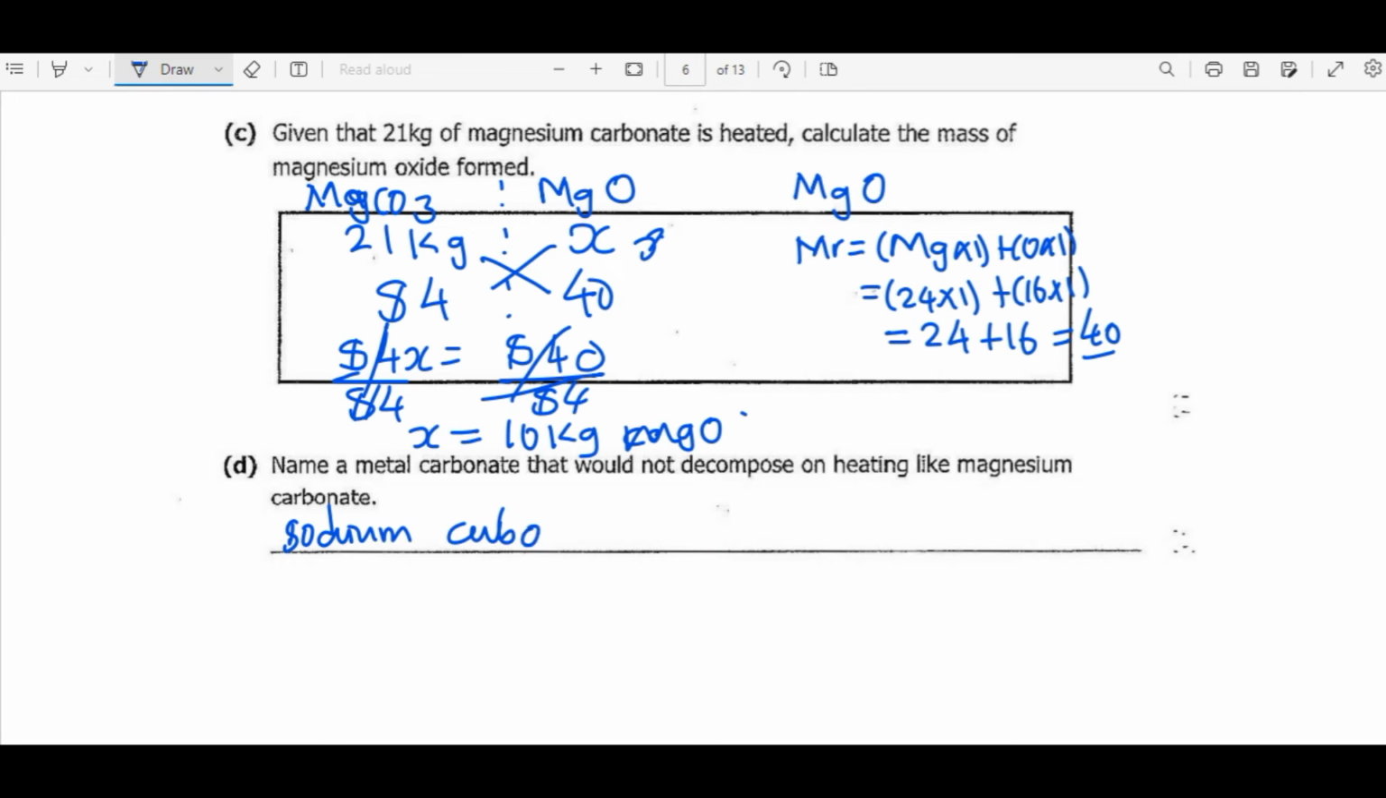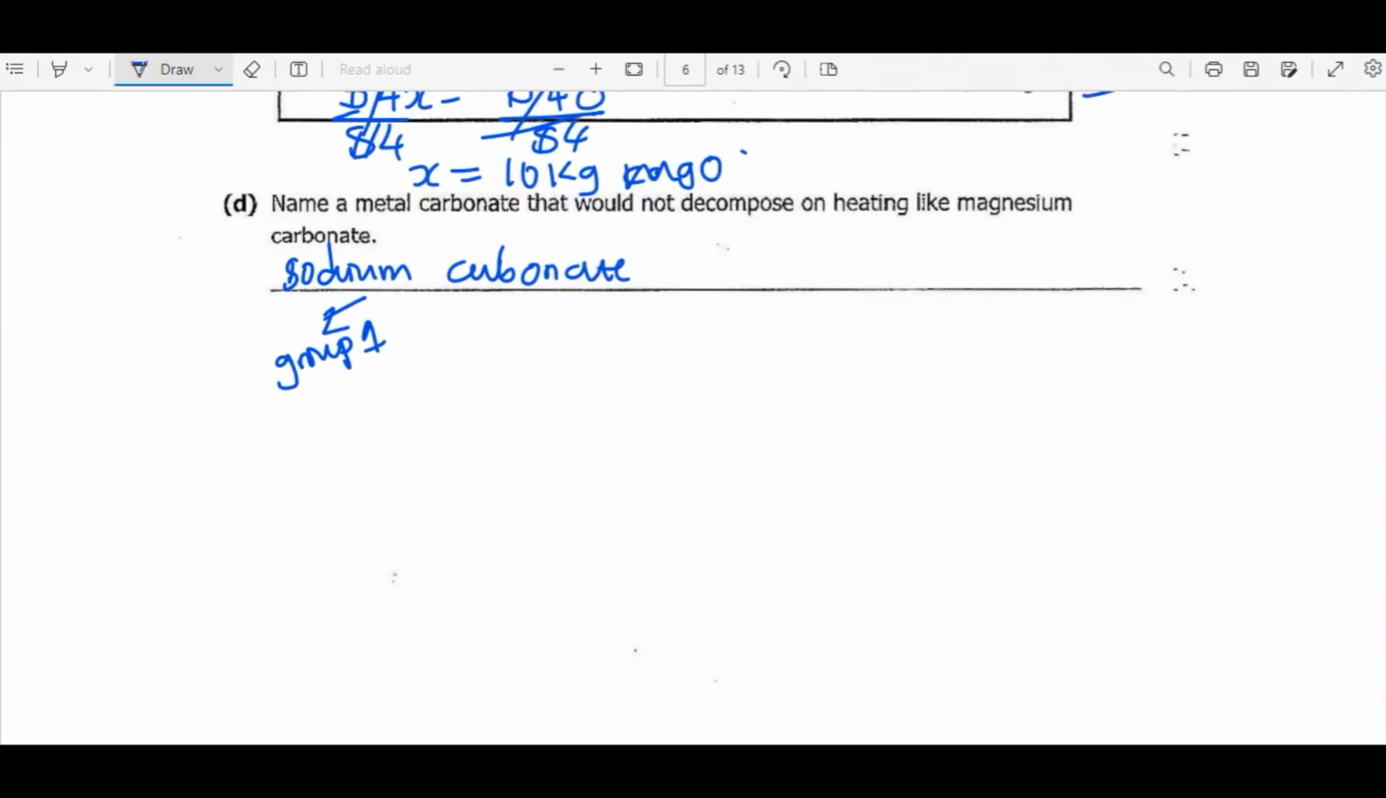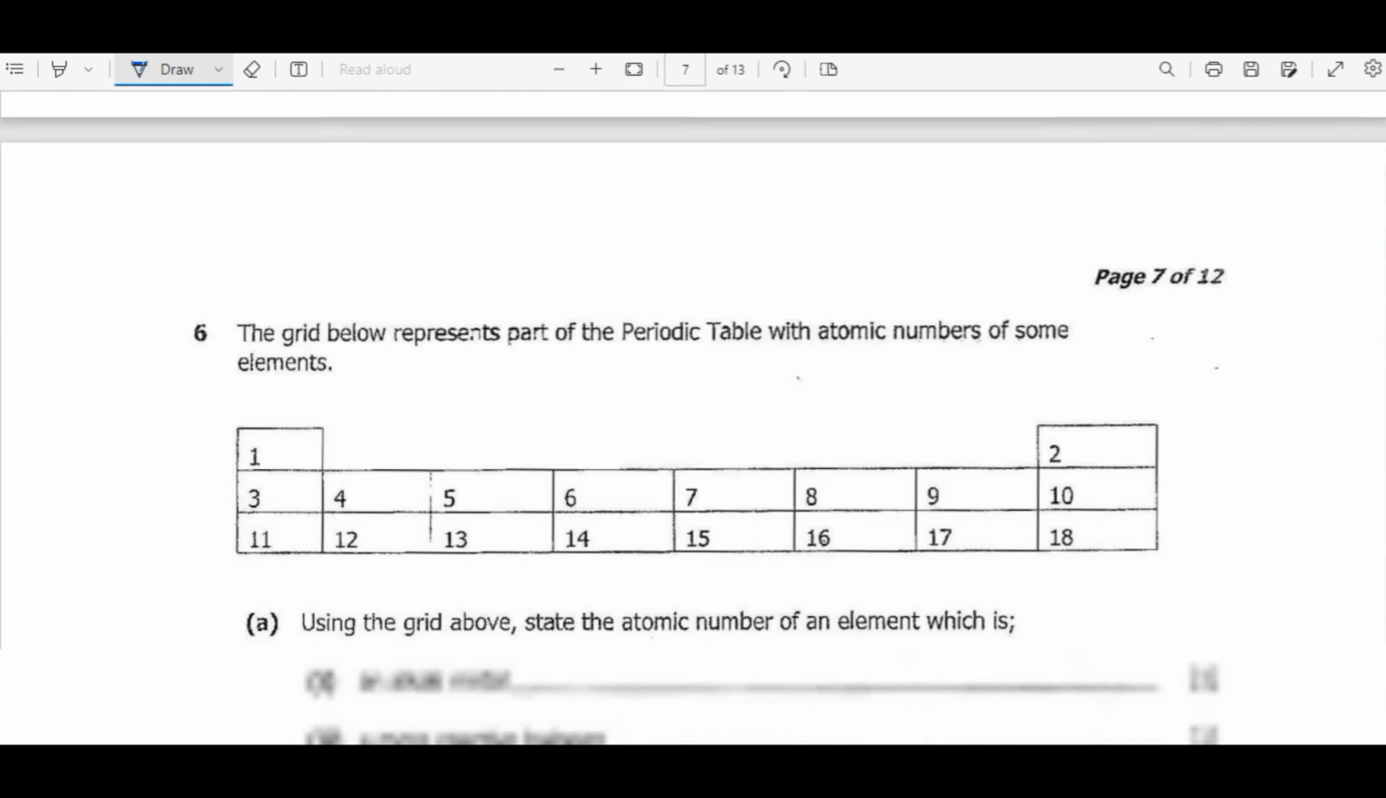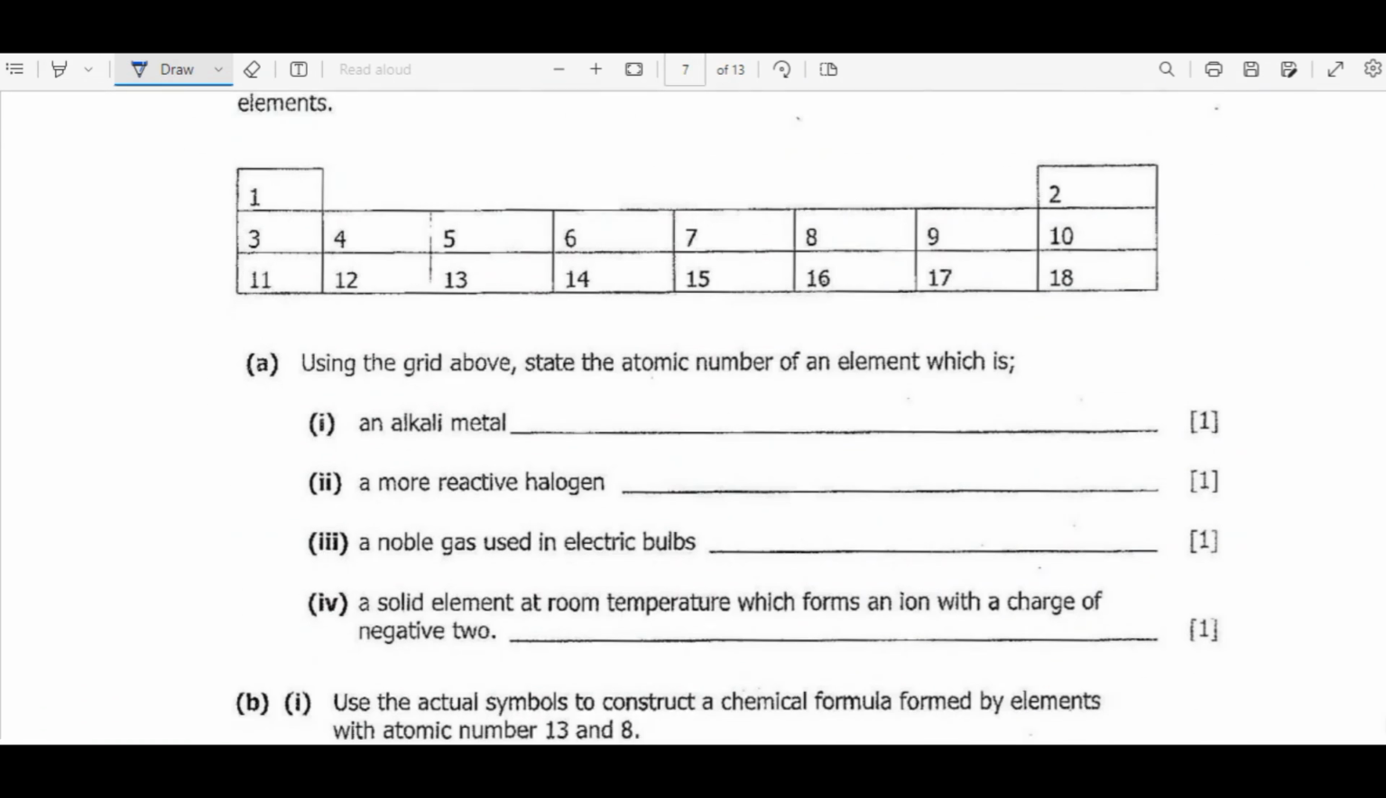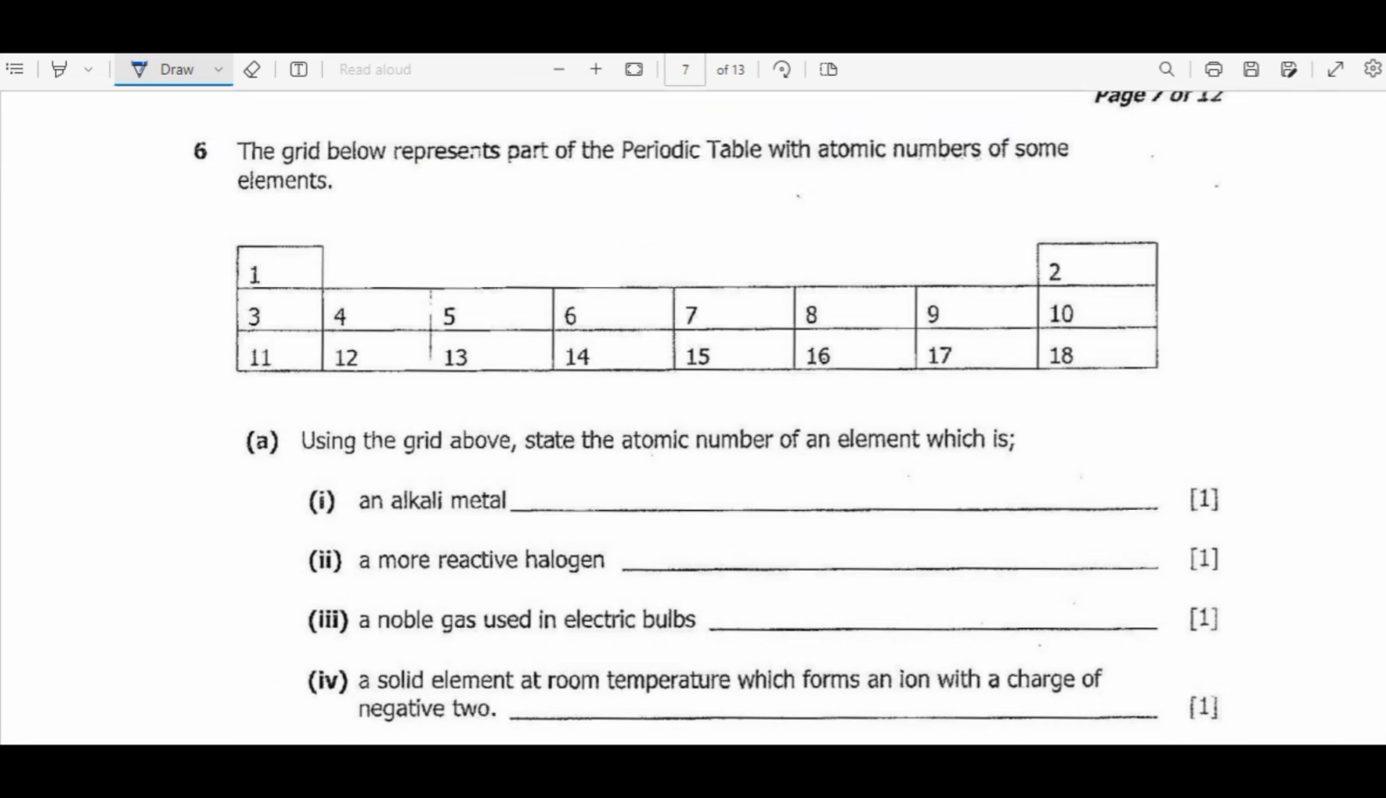So how do I know that this one will not decompose? As long as the metal is from group 1. So all group 1 elements are stable to heating, they do not decompose. If they decompose, it's only partially. So it depends on the reactivity of that particular element present in that metal compound.